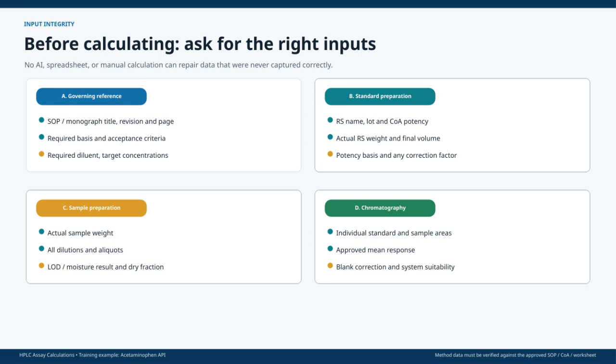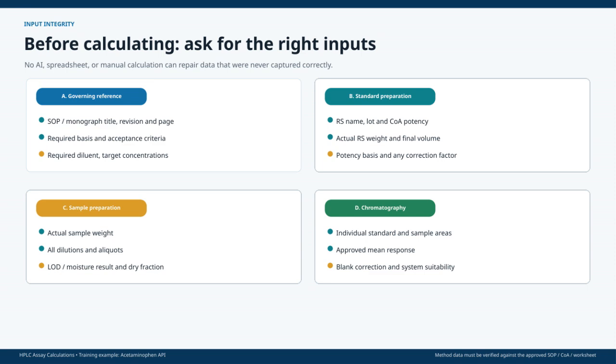We start with a governing reference, which means verifying the SOP or monograph title, including its revision and page numbers. This ensures we're following the correct procedures. We also need to confirm the required basis and acceptance criteria, along with details about the diluents and target concentrations. For standard preparation, it's essential to record the reference standard's name, lot number, and its potency as per the certificate of analysis. Additionally, carefully measure the actual weight of the reference standard and the final volumes prepared. Keep in mind any potency basis or correction factors that apply.